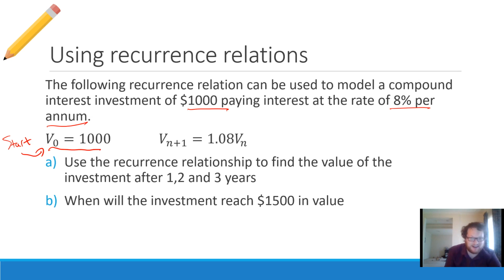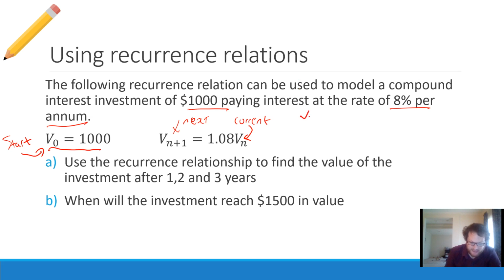But this time, the next value is not the same as the previous. The next value is 1.08 times the current value. Sorry, that arrow should be pointing here. Now, before we even tackle this problem, let's have a look at what that means.